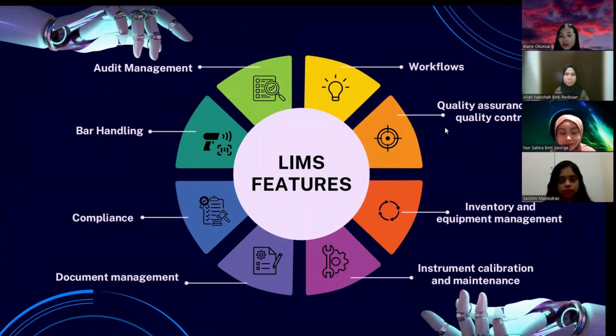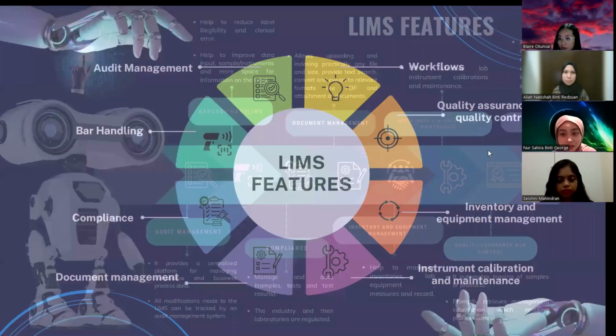So I'll be presenting on the LIMS features. Actually, LIMS has a lot of features, but these are the 8 main components that can be included in LIMS. So there will be audit management, barcode handling, compliance, document management, workflow, quality assurance as well as quality control, inventory and equipment management, and last but not least, instrument calibration and maintenance.